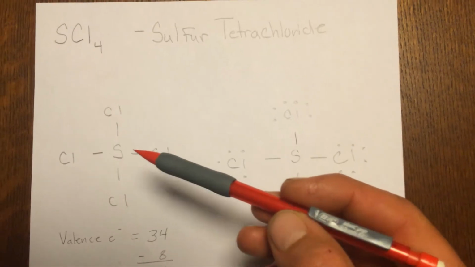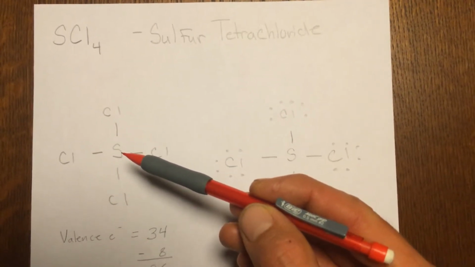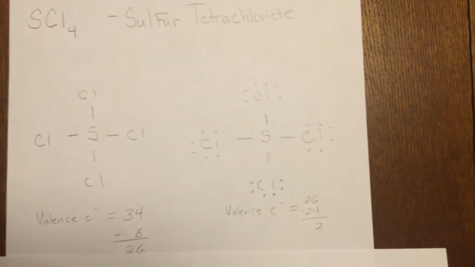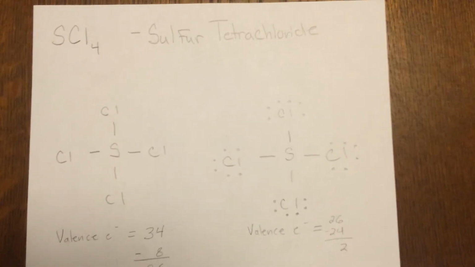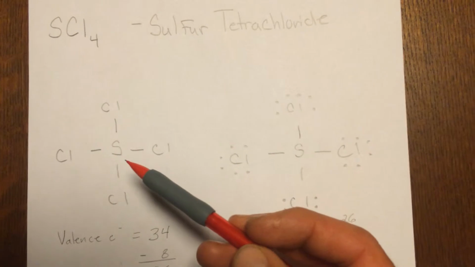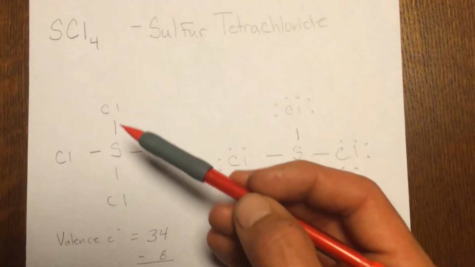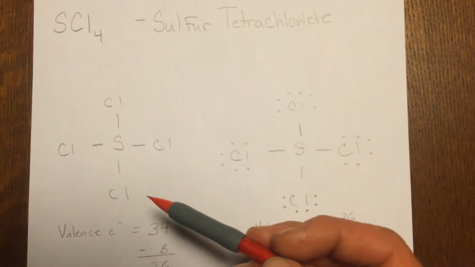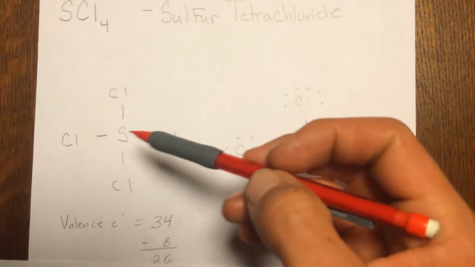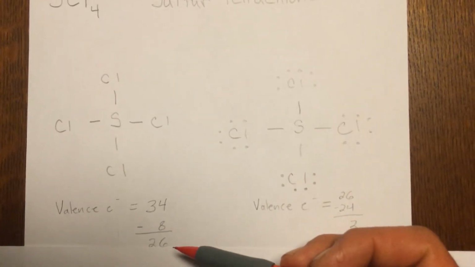And so first you want to set up, and your least electronegative element goes in the center. And as you look at the periodic table, you can see that sulfur is further away and less electronegative than chlorine, so chlorine goes around the outside. First thing you do is set your shared electron bonds with your chlorides. So we have 2, 4, 6, 8 valence electrons being used, so now we're down to 26.